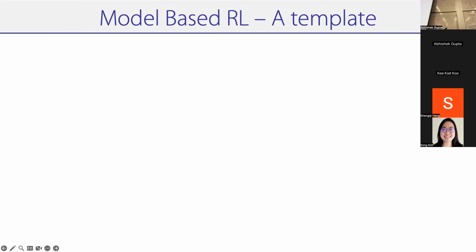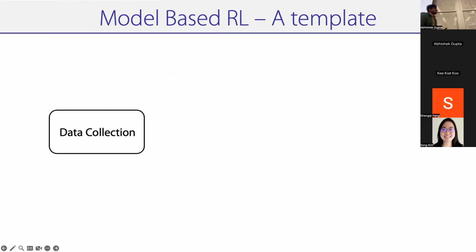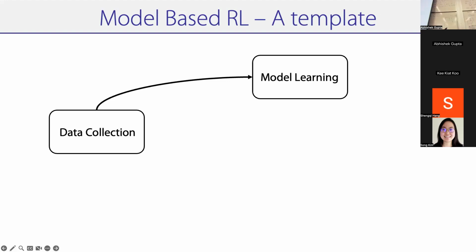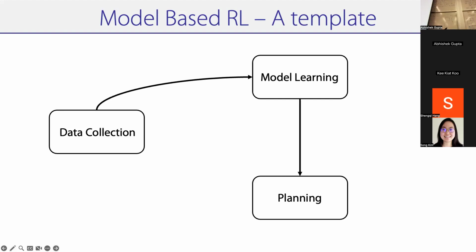So the general template of a model-based RL algorithm looks something like this. You start by collecting some data, use it to learn a model. The model is typically learned with supervised learning. Then you use it for planning. Planning is making decisions on a particular instance, right? You decide to play actions using your planner. You then collect more data, update your model, and repeat.